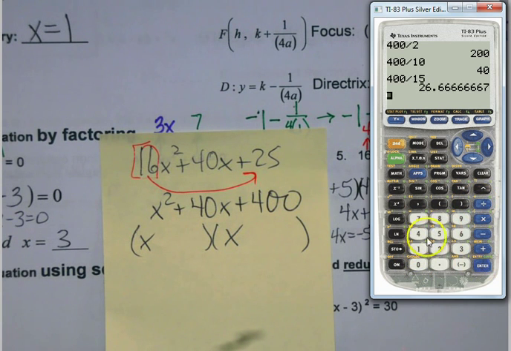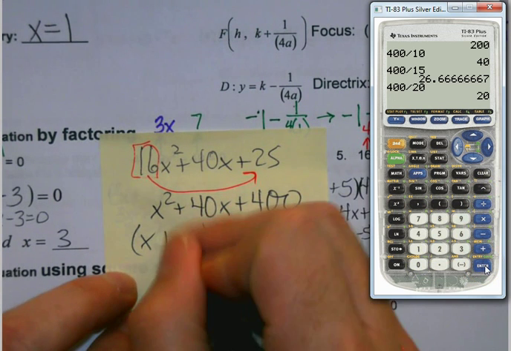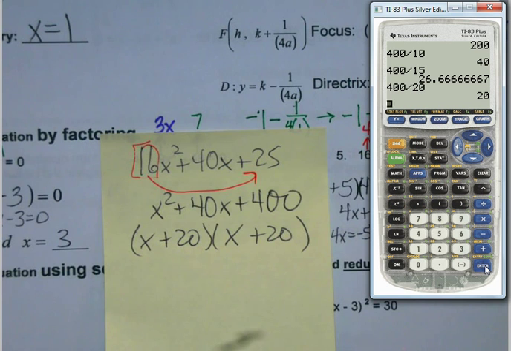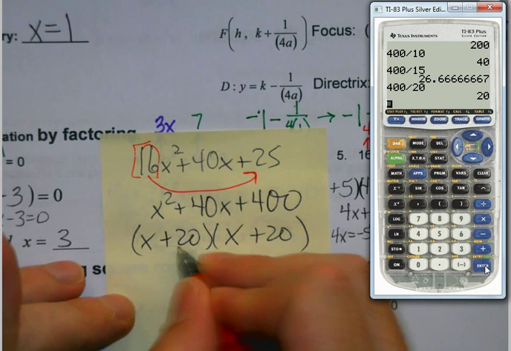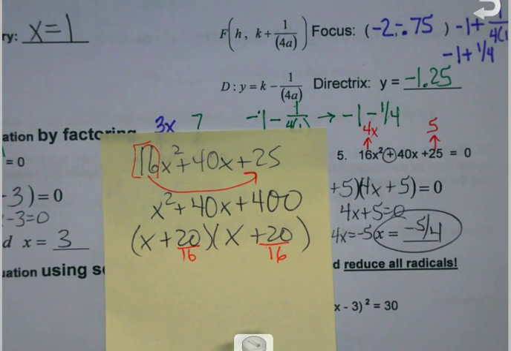Does 15 even go in? No. I'm close. I'm close. Ooh, 20 and 20. 20 and 20 add up to 40 and multiply to 200. But don't forget, slide and divide. And now do you kind of see why knowing those perfect squares is helpful?